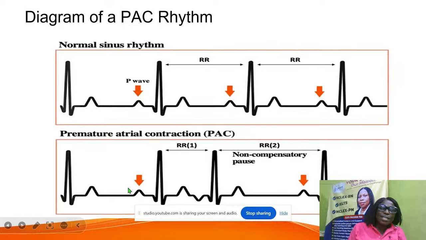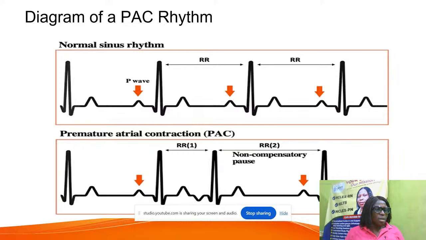This is now the PAC, premature atrial contraction. You can see this is the normal P. See the abnormal P here. You can see where my cursor is moving. You can see that this is not raised like this and this.